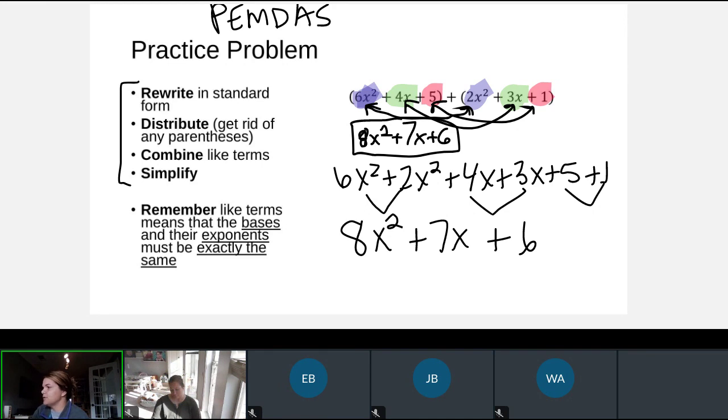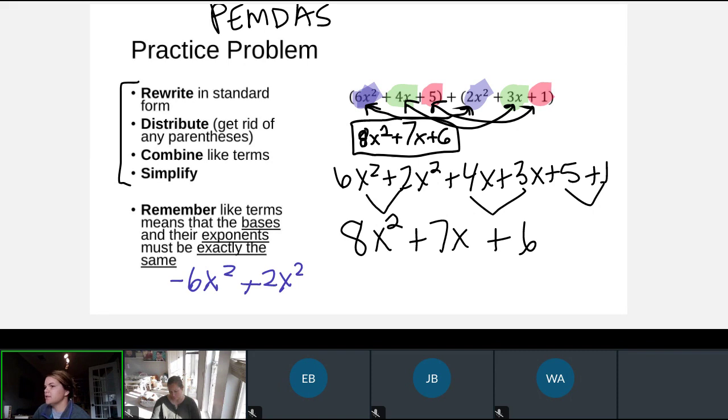Okay, good. I'm glad it makes way more sense. Leilani, that's a good question. Leilani is asking, can you combine like terms if one's positive and one's negative? Absolutely. So let's say you had negative 6x squared plus 2x squared.